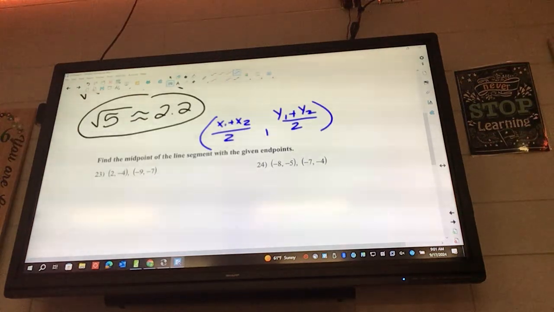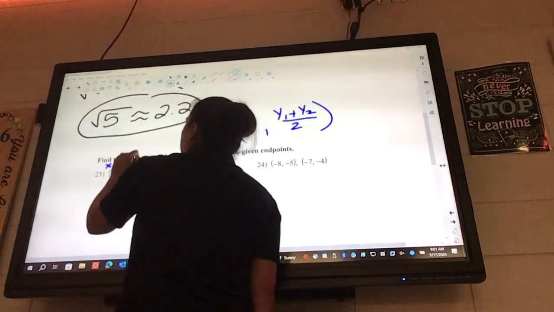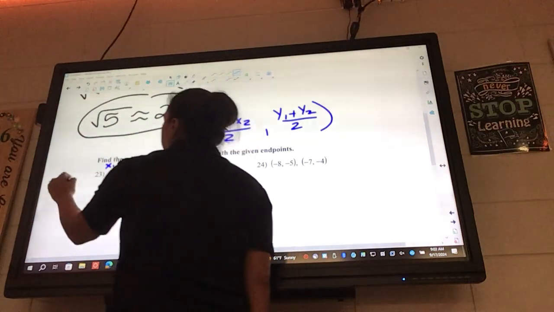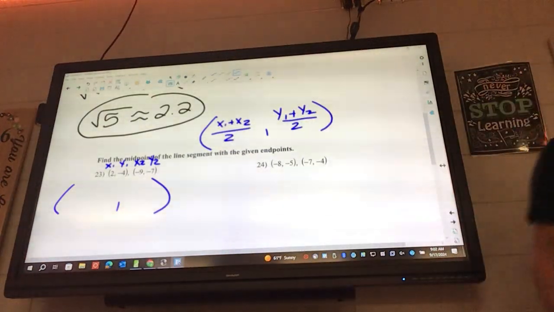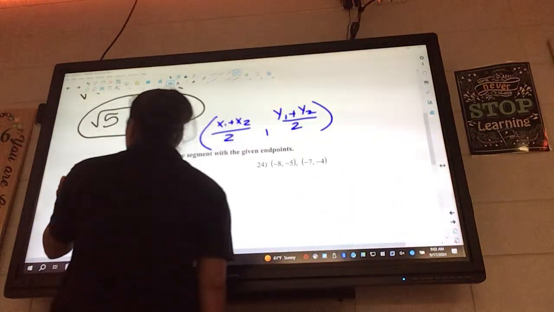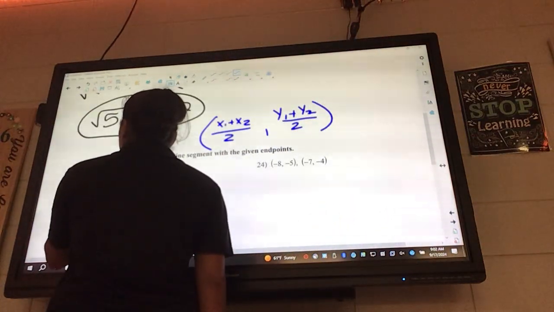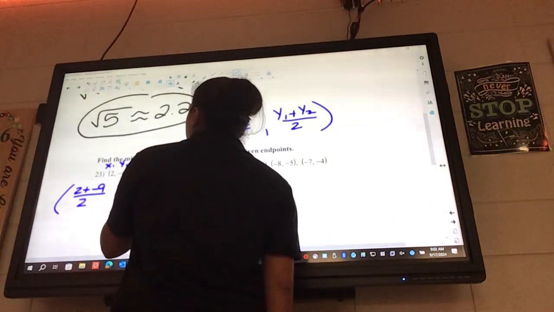Okay, so we can go ahead and label. We're going to say X1, Y1, X2, Y2. Okay, and you do have to do them totally separately. This one I'm going to write out. Normally I would just say do it on the calculator. Okay, my X's are going to be 2 plus negative 9 over 2. My Y's are going to be negative 4 plus negative 7 over 2.